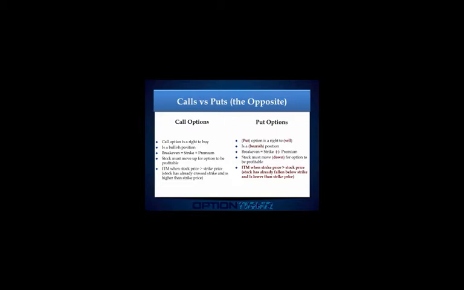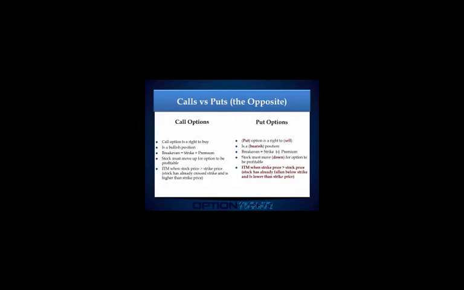In the case of a call option, an option is in the money when the stock price goes higher than the strike price. So which means the stock has already crossed the strike price and is higher than the strike price. So if we recall our land example, if the value of the land went from $1 million up to say $1,020,000, then that call option is in the money by $20,000.